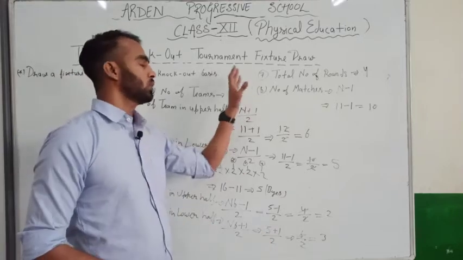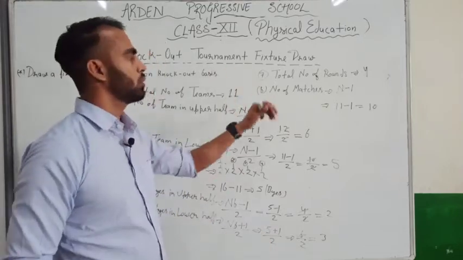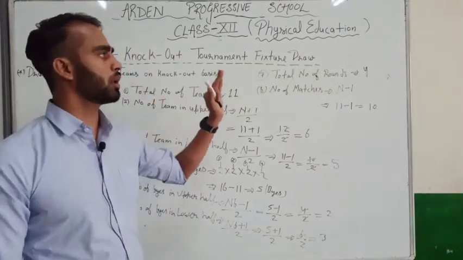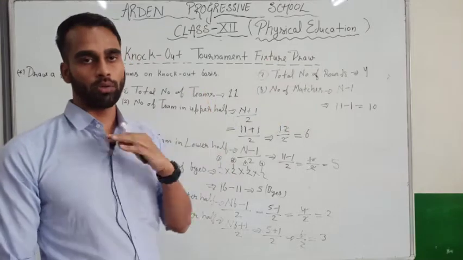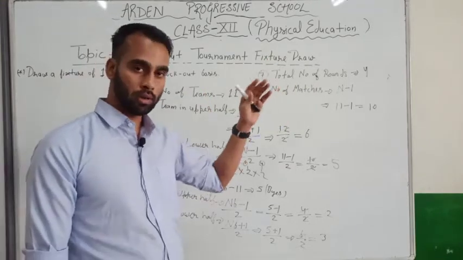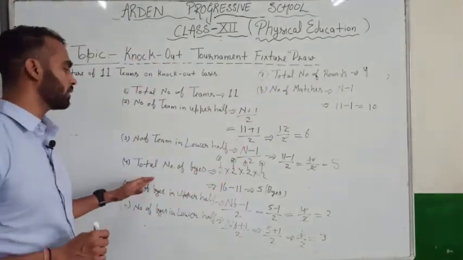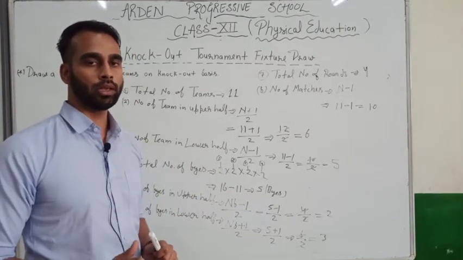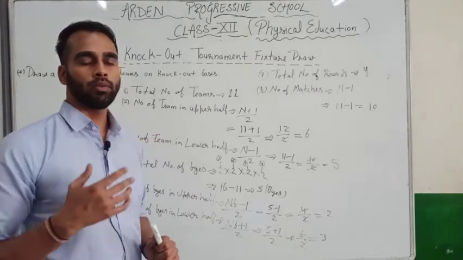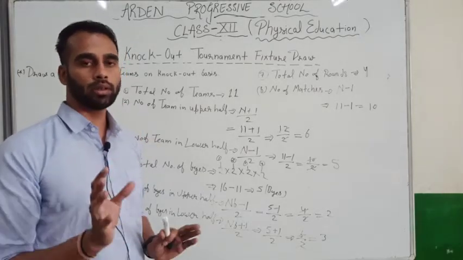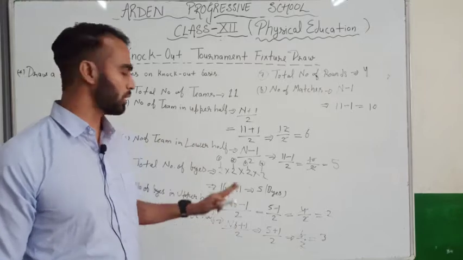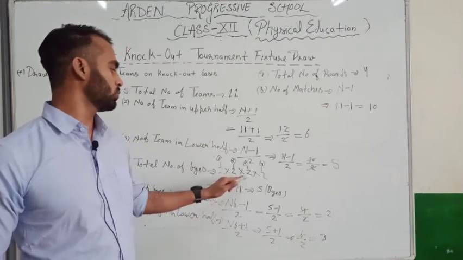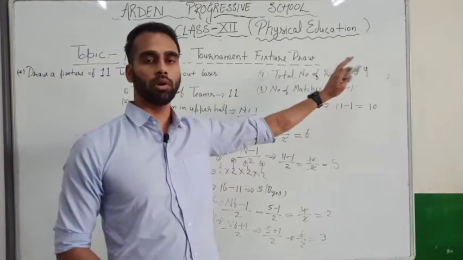Step 7 is the total number of rounds. The total number of rounds is 4, and here is how it comes. We are using 4 powers of 2, and the number of powers of 2 we use is the total number of rounds. 1, 2, 3, 4. So the total number of rounds is 4.